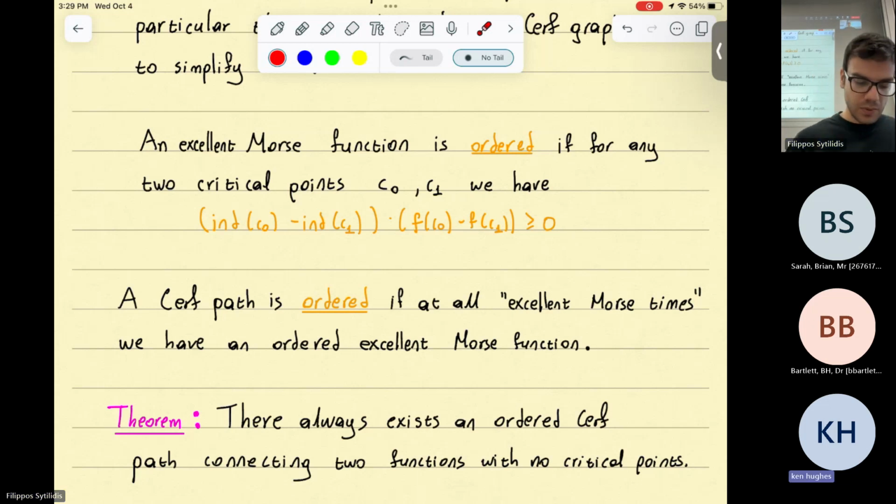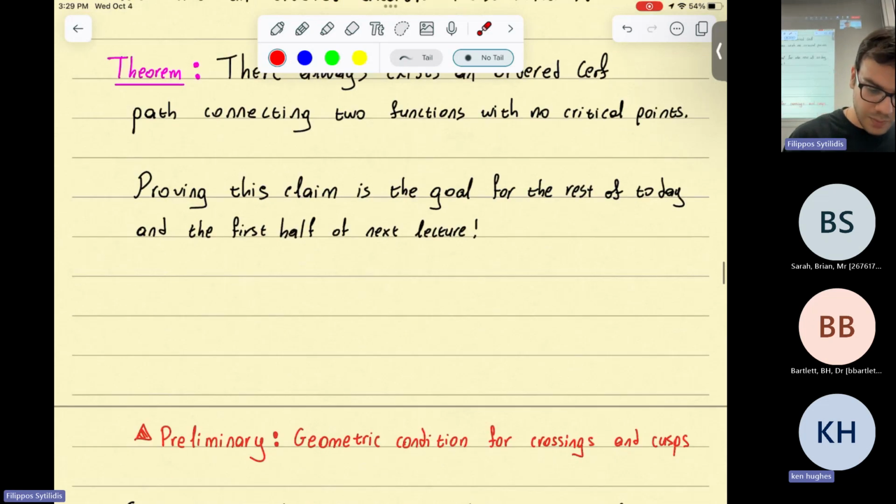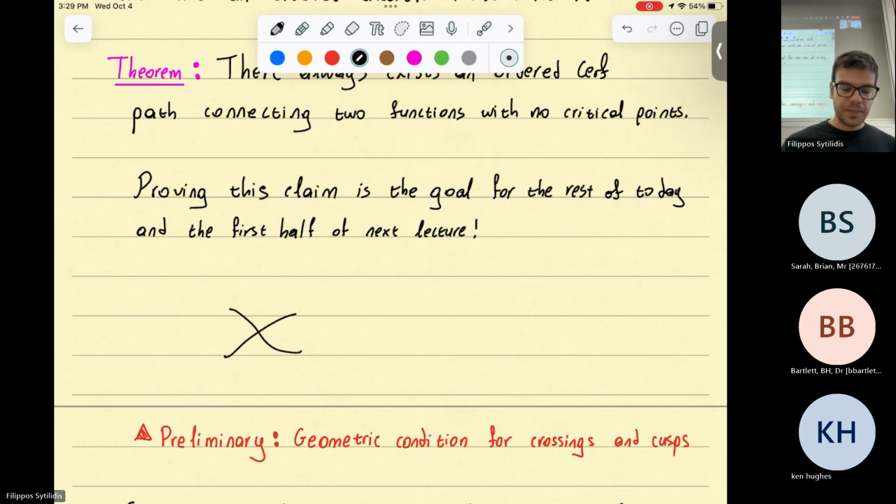And this is quite a strong condition. I mean, for example, if my surf path has a crossing and I have C0 and C1, the only way I can have a crossing in my surf path that is ordered is if the index of C0 equals the index of C1. Otherwise, I wouldn't be able to.